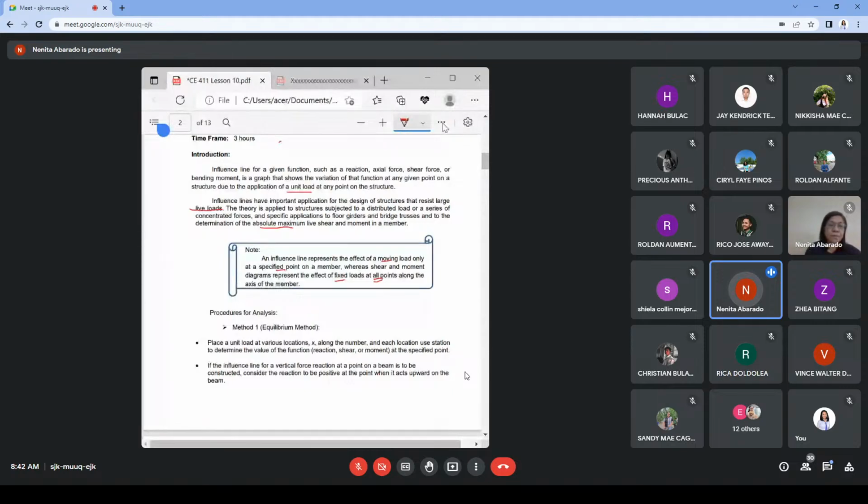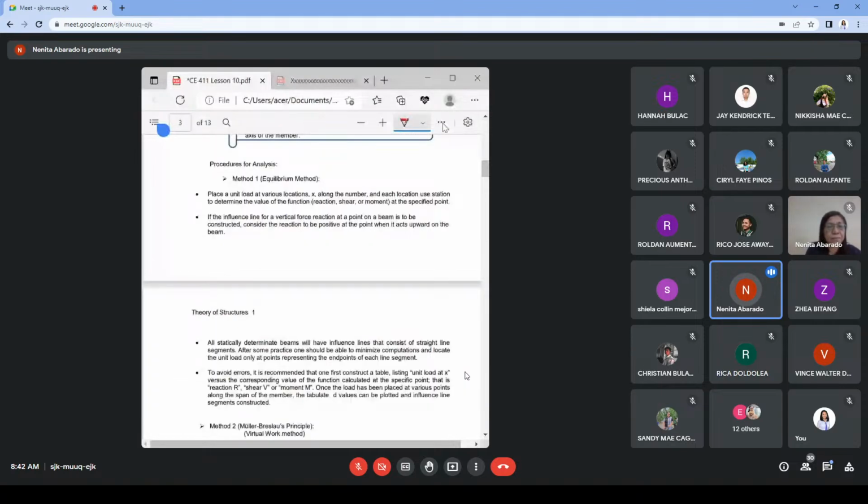So, procedure for analysis. The first procedure, we can have the equilibrium method. First, we're going to place a unit load at various locations, X, along the member, and at each location use statics to determine the value of the function. So it can be a reaction, a shear, or a moment at a specified point. And the influence line for a vertical force reaction at a point in the member is to be constructed. Consider the reaction to be positive at the point when it acts upward on the beam.